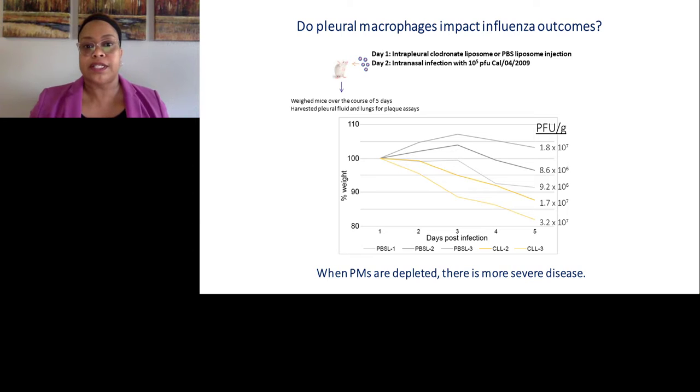We also looked at the viral titers in the lung tissue, and we found them to be pretty comparable for both the clodronate and the PBS liposome treated mice, suggesting that it's not necessarily a difference in the viral titer that's driving this, and most definitely a host response.